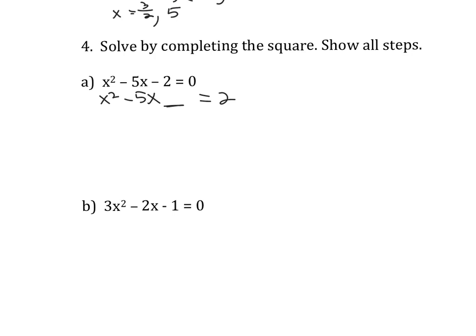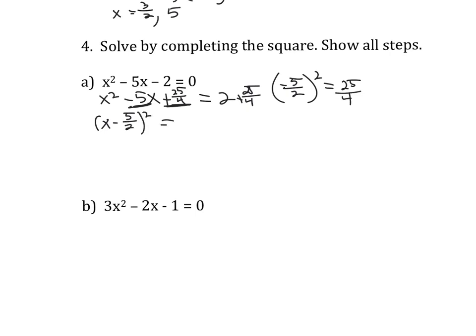And now for here, I need a number that's equal to half the coefficient of the x term, so that would be negative 5 over 2, and I want that squared, which is equal to 25 over 4. So I'm going to add 25 over 4 to both sides. Okay, on the left side, this is going to give me the perfect square trinomial that can be factored into x minus 5 over 2 squared.